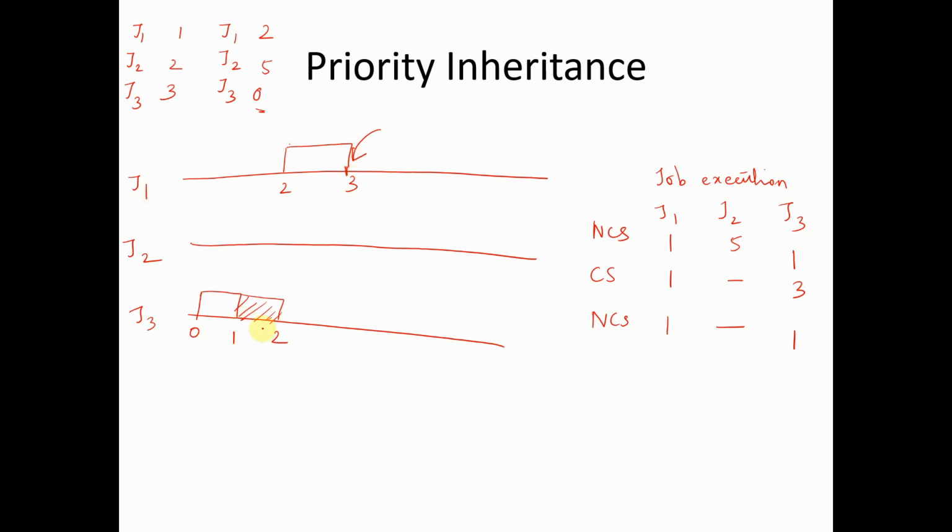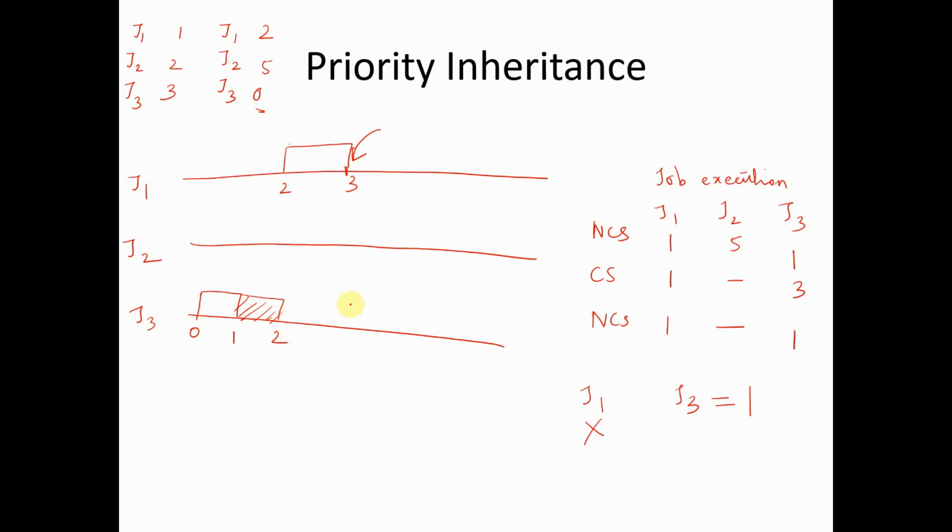So when J1 requests a shared resource which is held by J3, what happens is J1 gets blocked, and whatever the priority of J1 is, that priority goes to the low priority task, that is J3. The priority of J3 is 3. Once J1 gets blocked, whatever the priority of J1 is gets assigned to J3. So J3's priority will become 1.